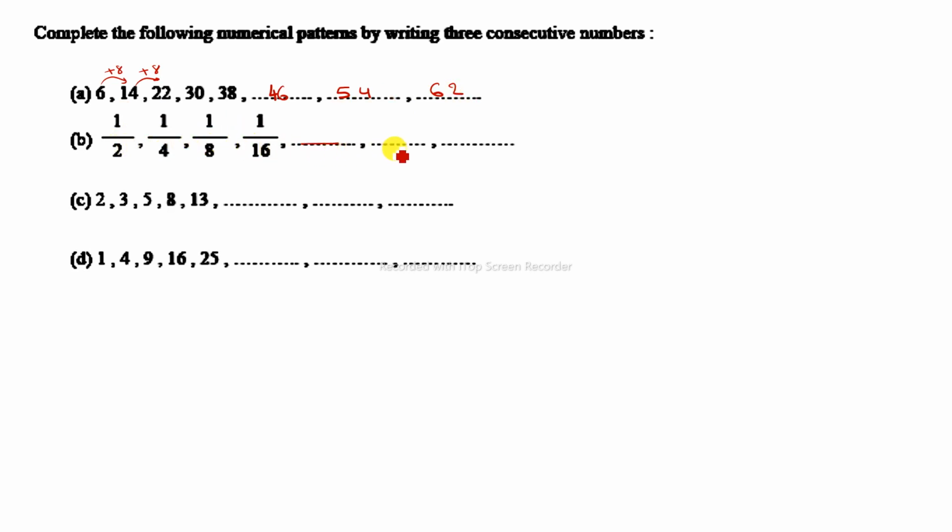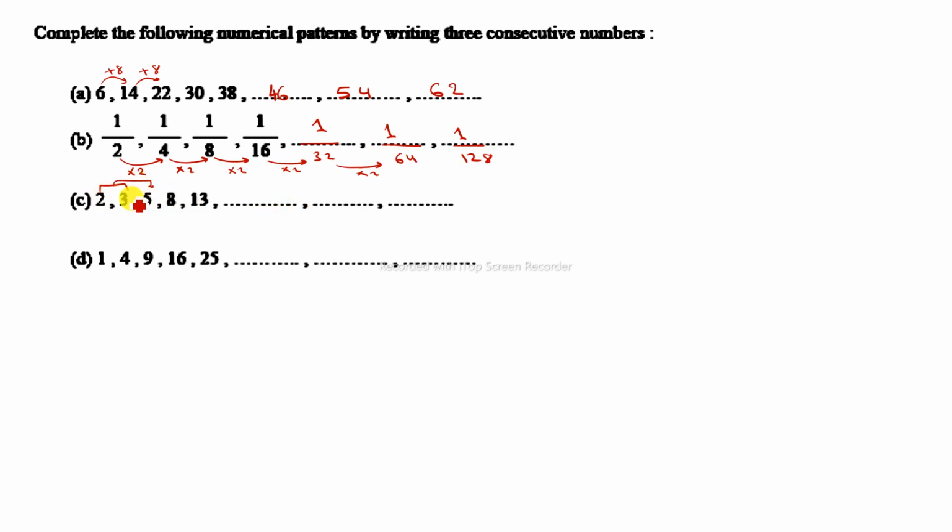The next one: 1 over 2, 1 over 4, 1 over 8, 1 over 16. You will notice that the pattern is that the numerators are all 1, and the denominators go 2, 4, 8, 16, so times 2 each time. 16 times 2 is 32, 32 times 2 is 64, 64 times 2 is 128.